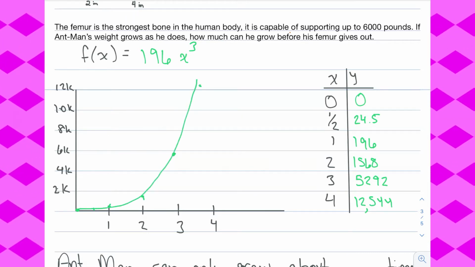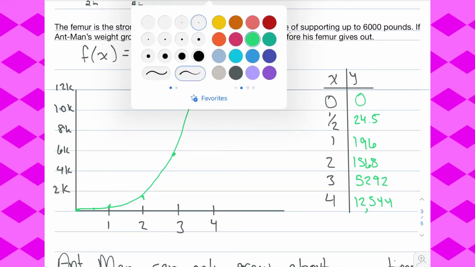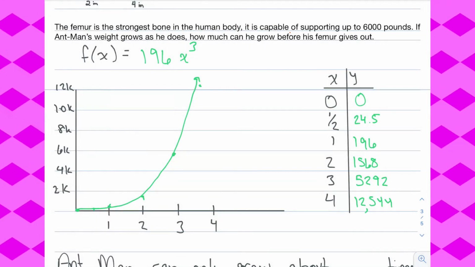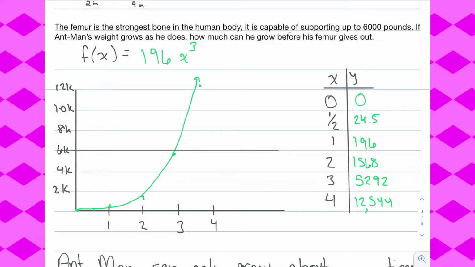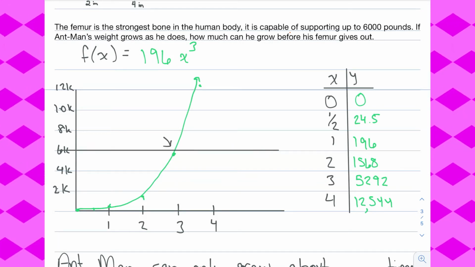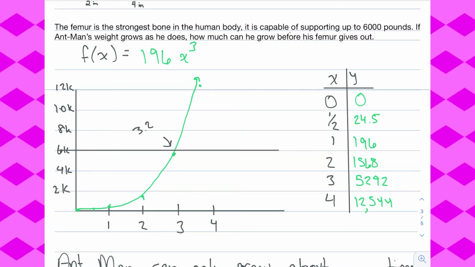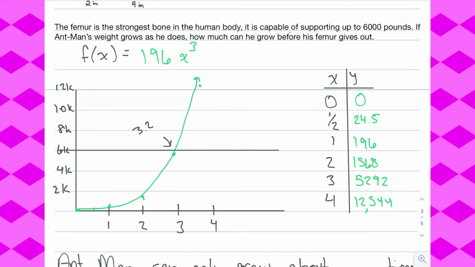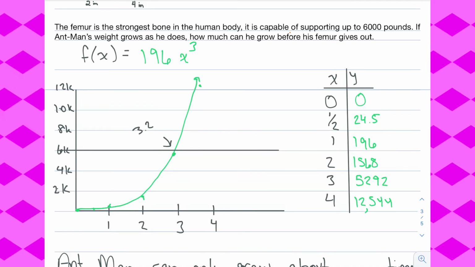So we get this kind of curve representing his weight over time. And remember, we're looking for where he's 6,000 pounds. We can solve any equation we want by graphing, as long as we put a horizontal line where we're looking for it equal to. So we can see that is right around 3. If I check with Desmos, it's about 3.2. So Ant-Man can get about 3.2 times his size before his femur, his strongest bone, gives out.